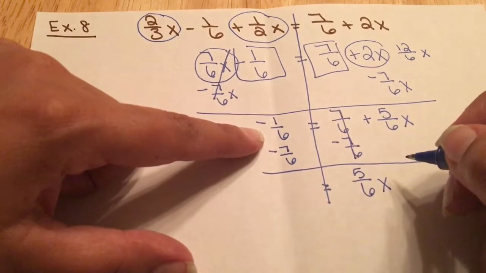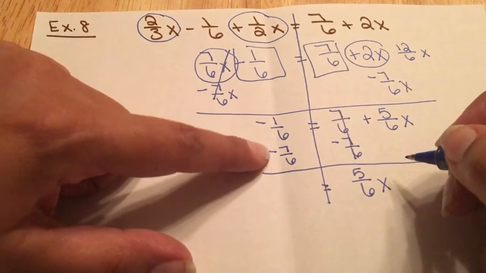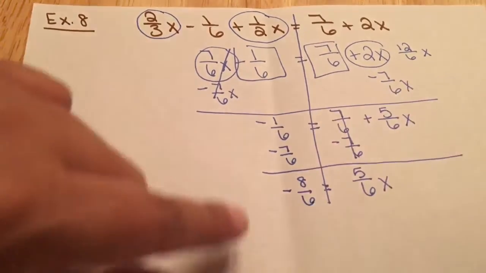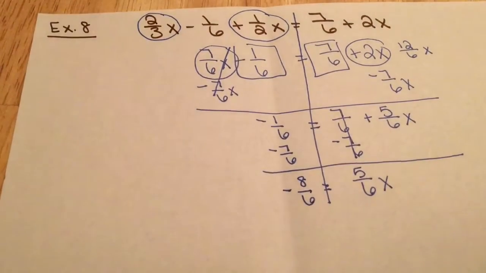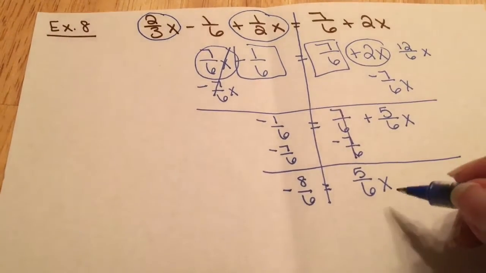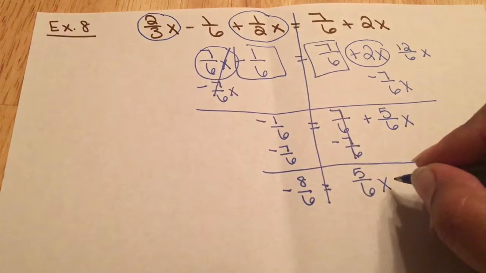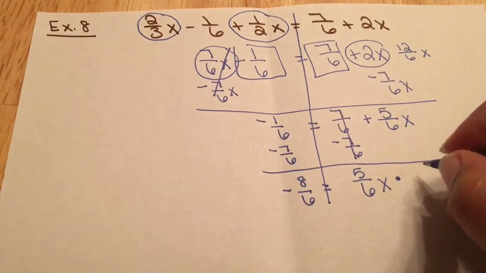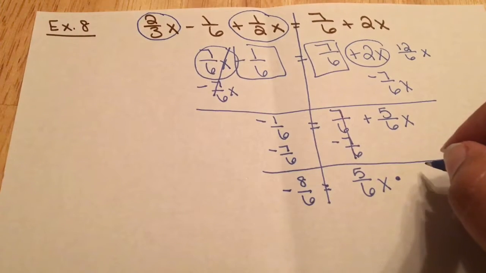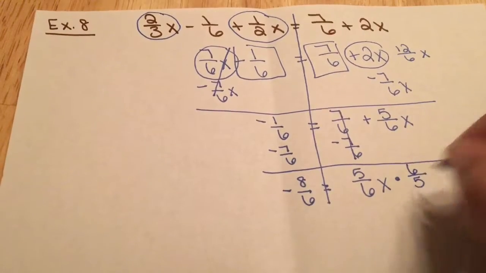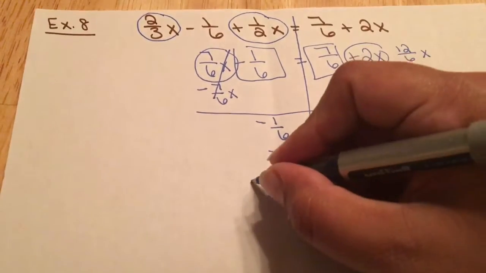And now a -1/6 and a -7/6 is going to give us a -8/6. At this point, our next step is to multiply or divide. On the last problems, we've been dividing. We've had whole number coefficients. But since we have a fractional coefficient, what I'm going to go ahead and do is multiply by the reciprocal. We saw this in our multiplication principle video. So we have 6/5. And whatever we do to one side, we have to do to the other side.